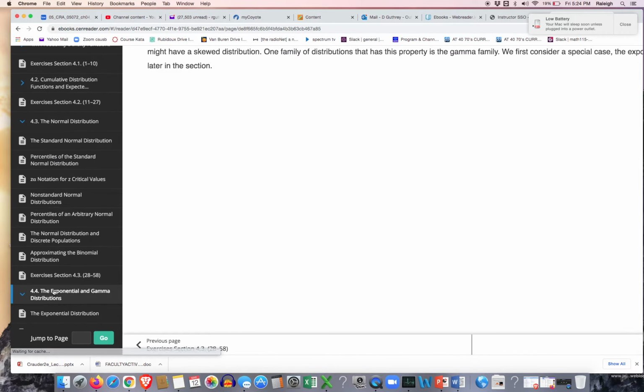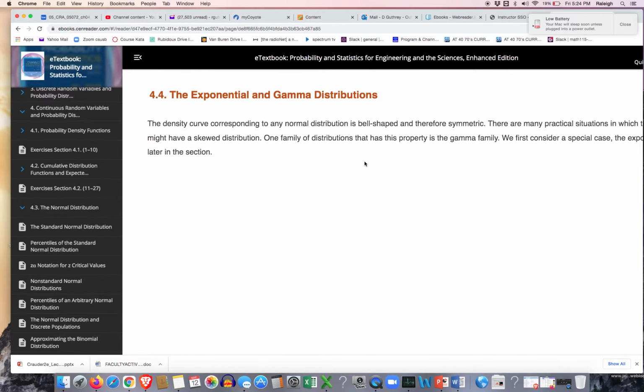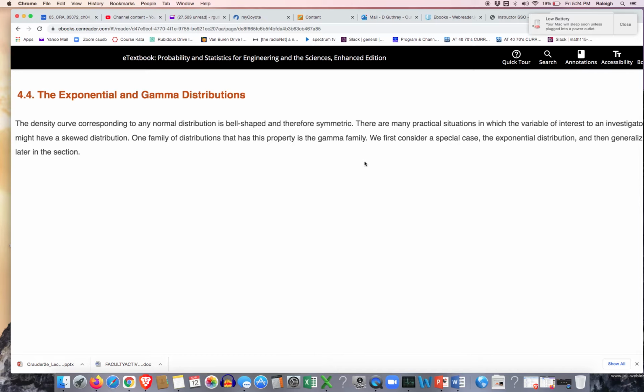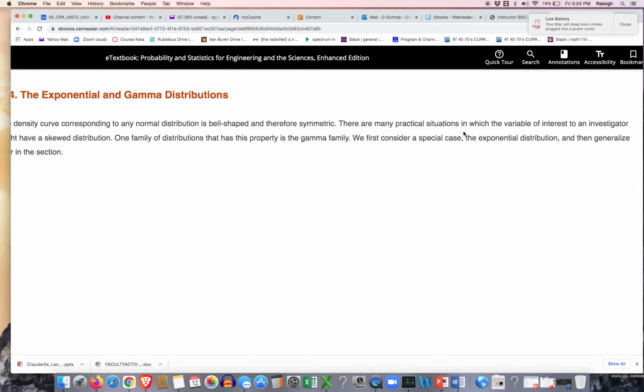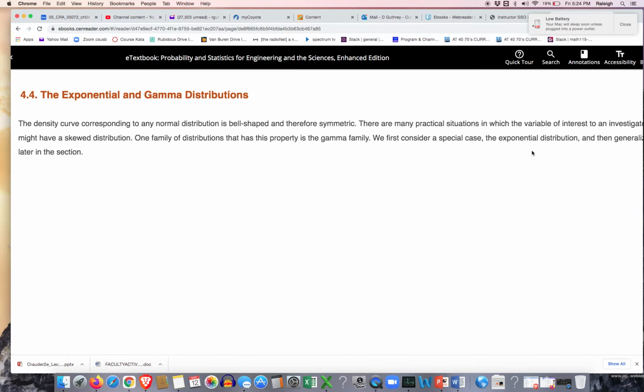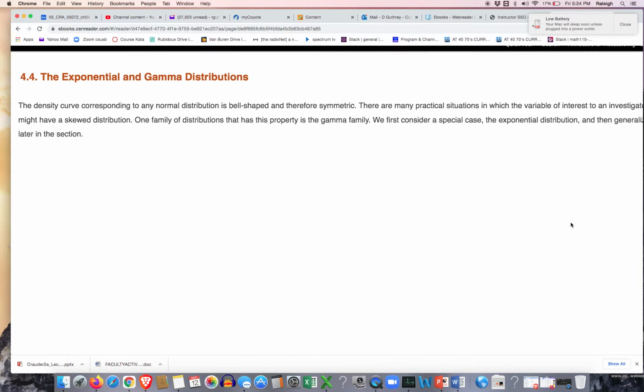Now we have a couple of, I won't say unimportant distributions, but everything compared to the bell curve is not as important. The density curve corresponding to any normal distribution is bell-shaped and symmetric, but there are many practical situations where the variable of interest to an investigator might have a skewed distribution. One of them is called the gamma family. We look at the special case of that, the exponential distribution, and then generalize to the gamma distribution. So there you are. Let's check that out. And I'm not going to spend as much time on this.